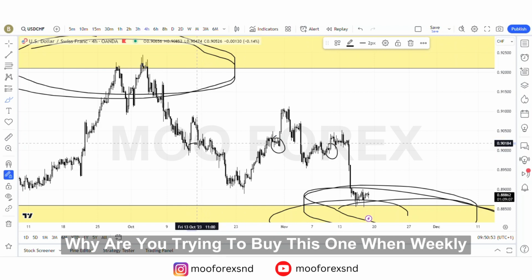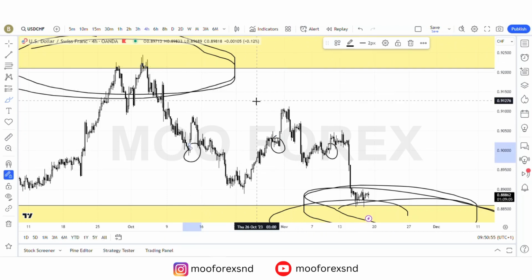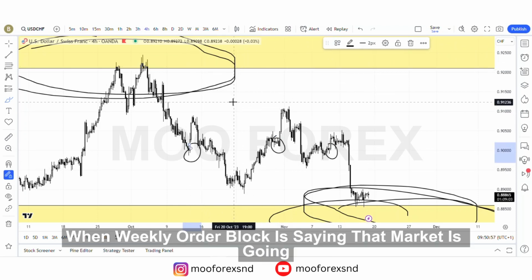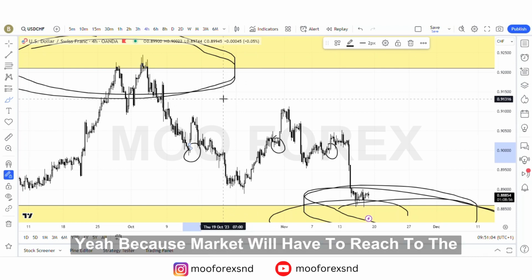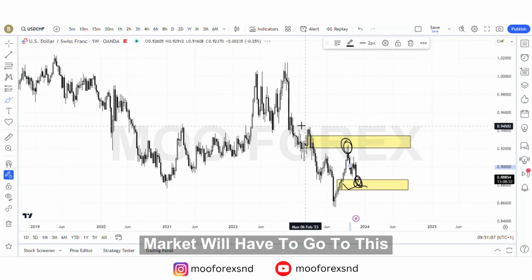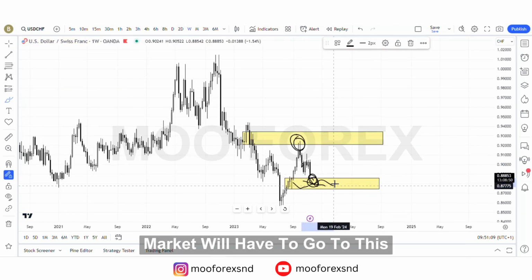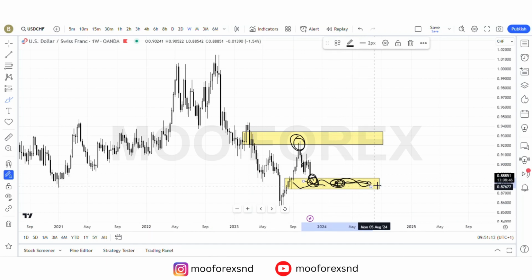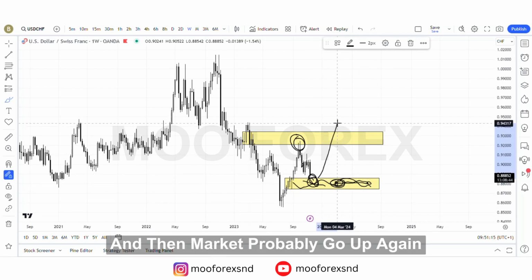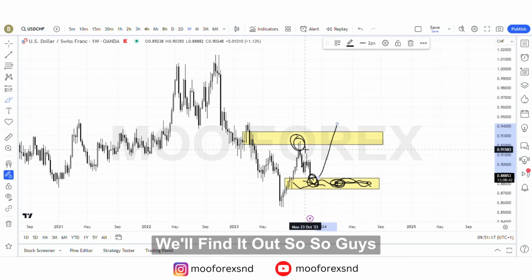Why are you trying to buy this one when the weekly trend is down, when the weekly order block is saying that the market is going in the opposite direction right now? Because yeah, the market will have to go to this weekly buying side imbalance, and then the market will probably go up again. We don't know. We will find it out.